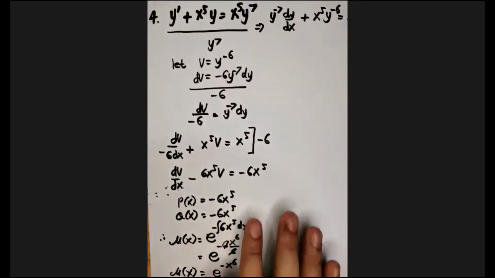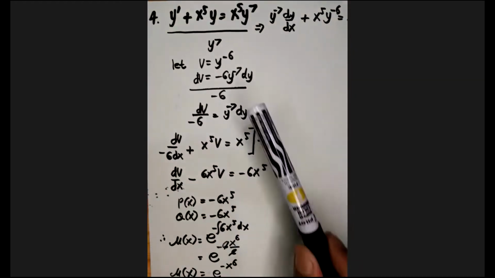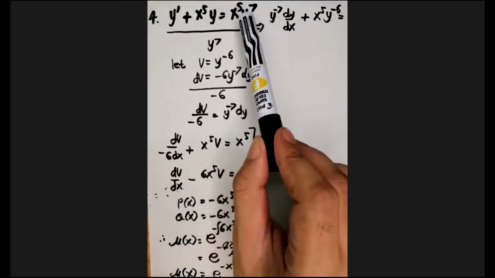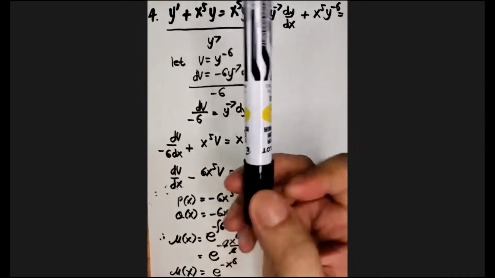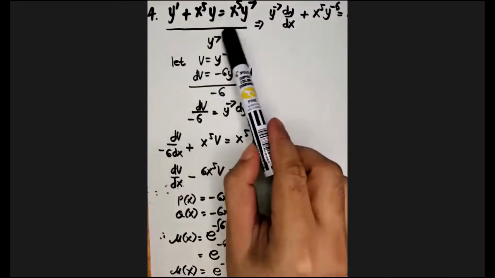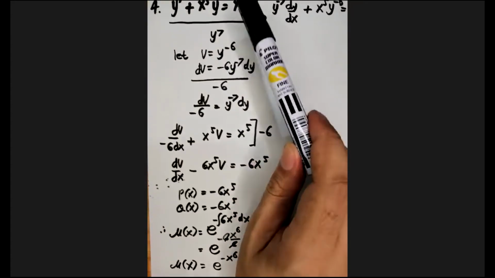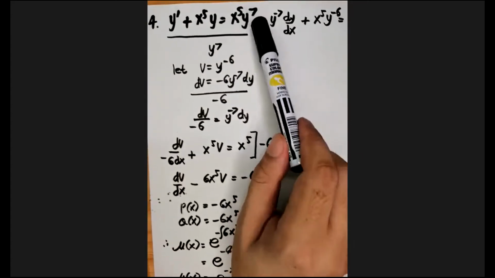Okay, is my answer correct? Is my solution correct? Okay, so it's already arranged in our standard form. So all we need to do is divide it by y raised to n, which is y raised to 7.